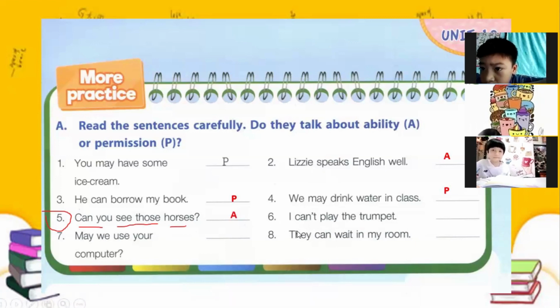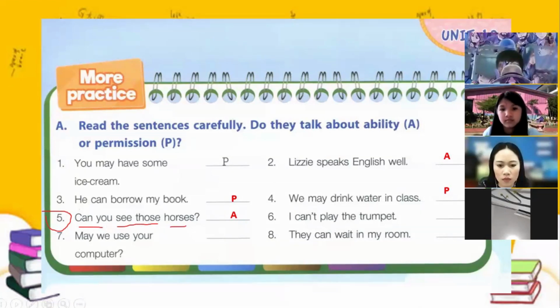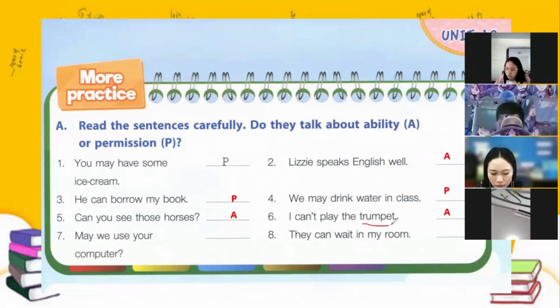Now, sentence number 6, I can't play the trumpet. Let me ask Ayun. What do you think? Sentence number 6, I can't play the trumpet. It's ability or permission? Ability. Very good. Why? Because a trumpet is a musical instrument, right? A person who can play a musical instrument has the skill, has the ability. So sentence number 6 is A.